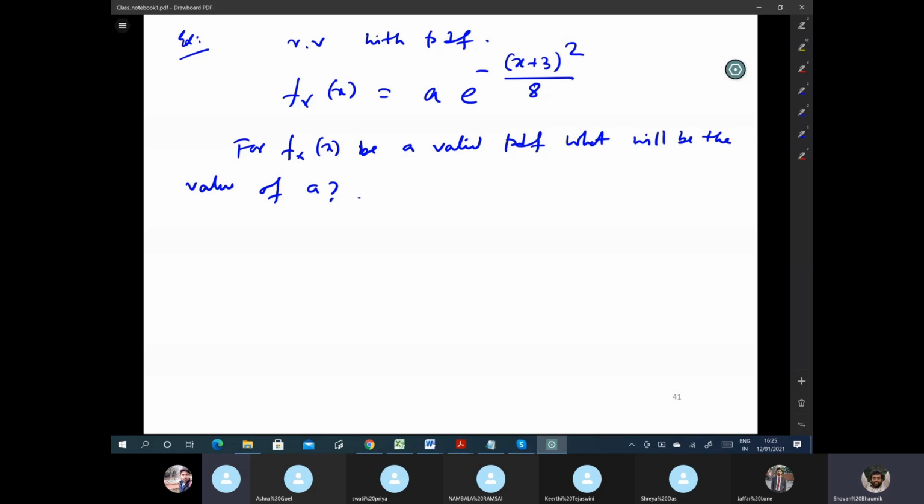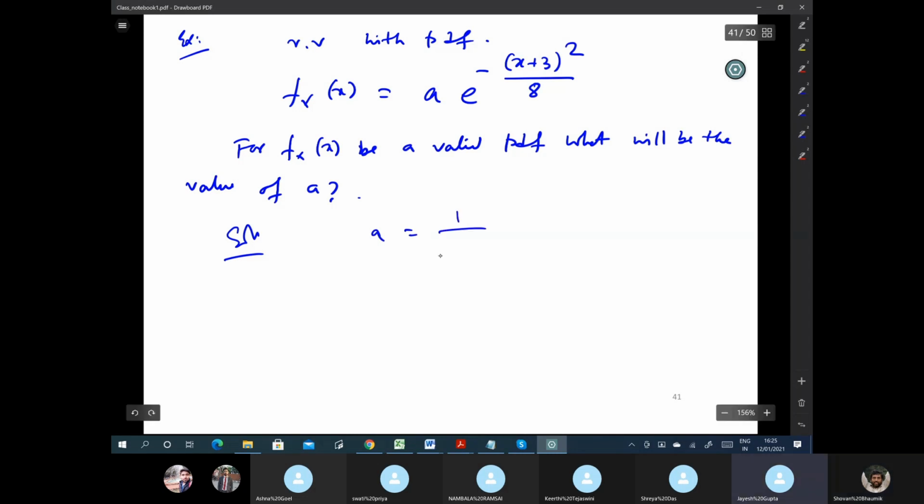Sir, is it square root of pi divided by 8? Oh, sorry, 8 divided by pi. Yeah. Tell me, 1 by a equals to, a is equal to, sir, square root of this pi divided by 8, this one you say. Yes, sir. 1 by square root of 8 pi.